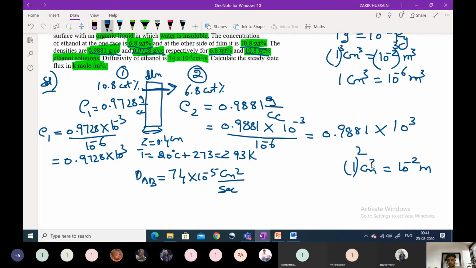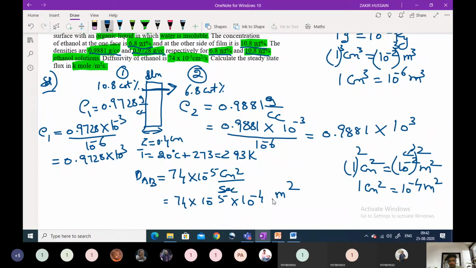Then we have to square it. We want in centimeter square, we have to square it. This also we have to square it, and this also we have to square it. Then 1 centimeter square is equal to 10 power 2 into 2 is 10 power minus 4 meter square. Then we have to multiply this quantity 74 into 10 power minus 5 into 10 power minus 4. Then the units will be meter square per second. Now this is our value for DAB.